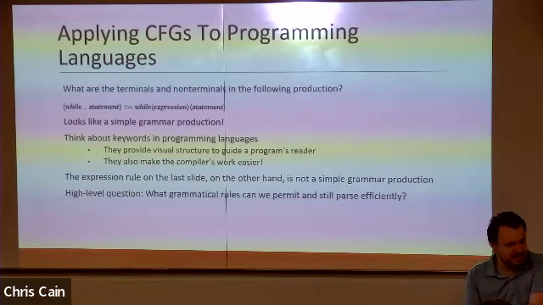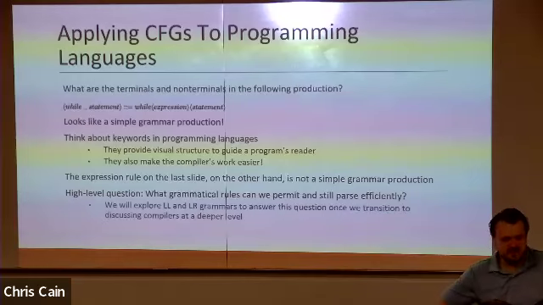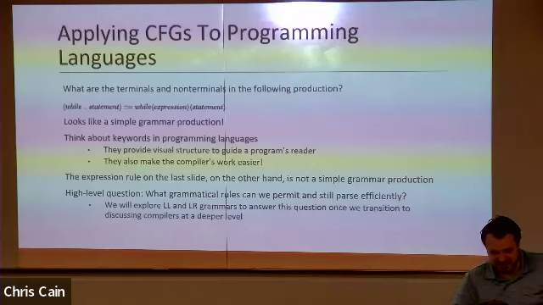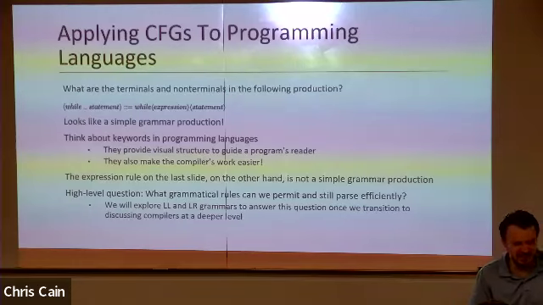We will be coming back to this as we start talking about compilers the last couple of weeks of the course. There are two types of grammars, LL grammars and LR grammars, that will help us to be able to answer this question. What rules exist? How can we parse those rules efficiently? How can we write a grammar that is meant to be parsed efficiently?